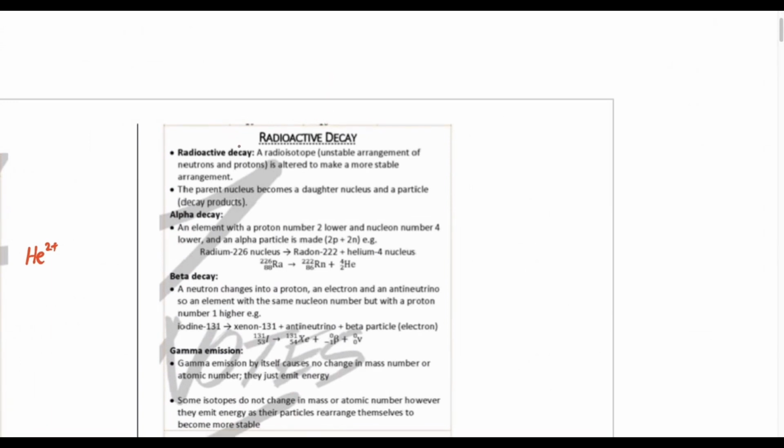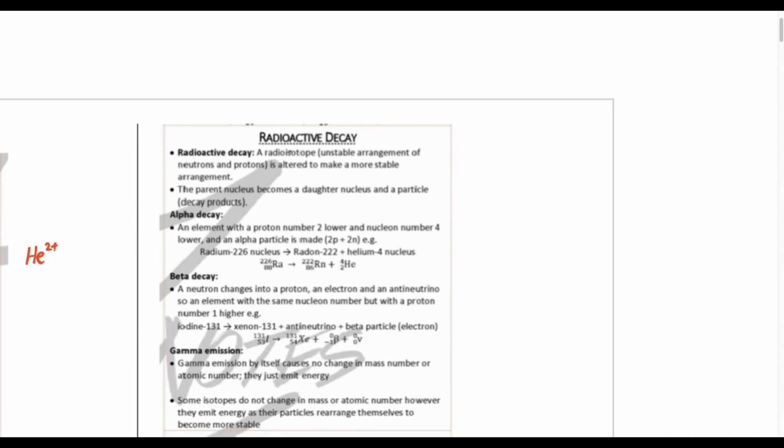So decay means breakdown. Radioisotopes, for example, uranium or carbon-14, are unstable arrangements of neutrons and protons, which is altered to make a more stable arrangement.